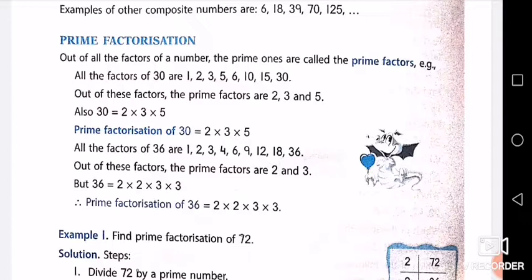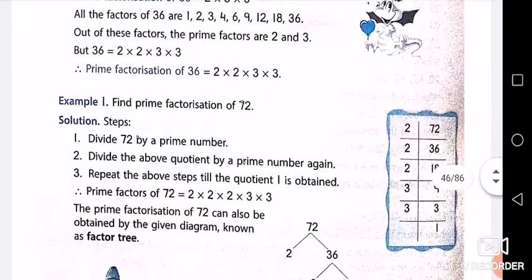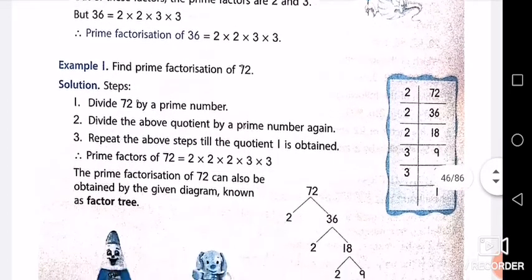So here again we have taken one example. All the factors of 36 are these. If we take only the prime factors, meaning 2 into 2 into 3 into 3, then the prime factorization of 36 will be: 2 multiplied by 2 multiplied by 3 multiplied by 3. Now we will come to example number 1.